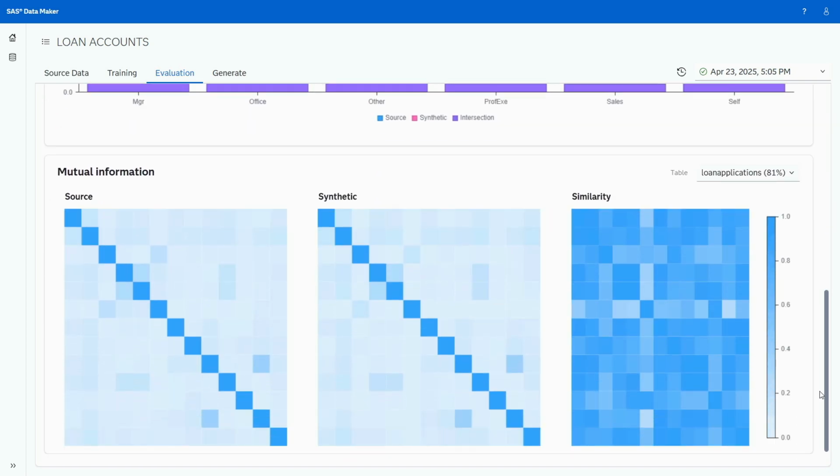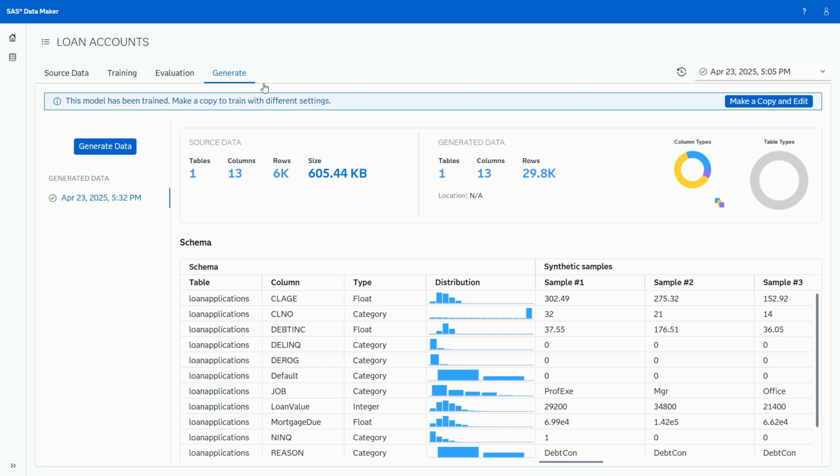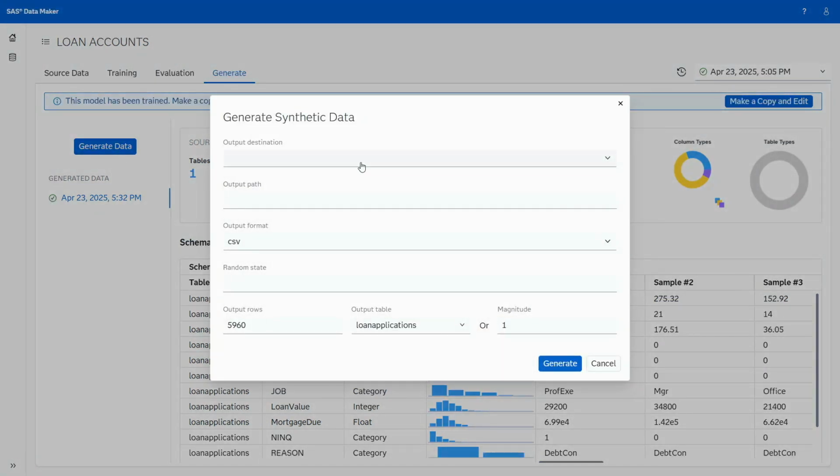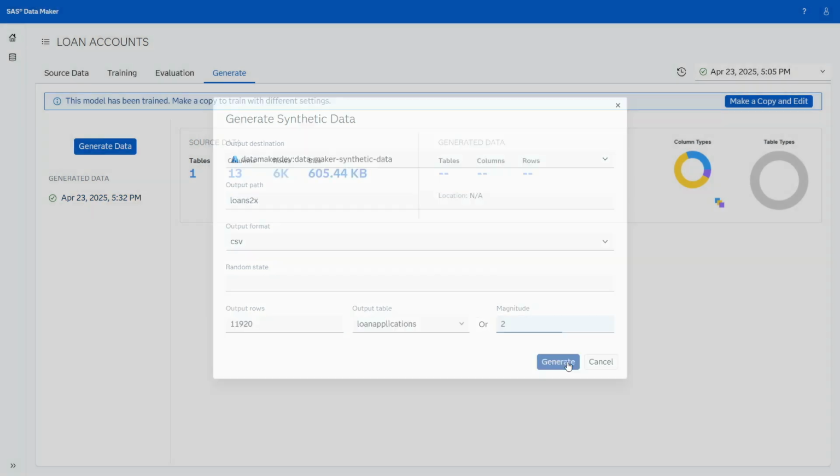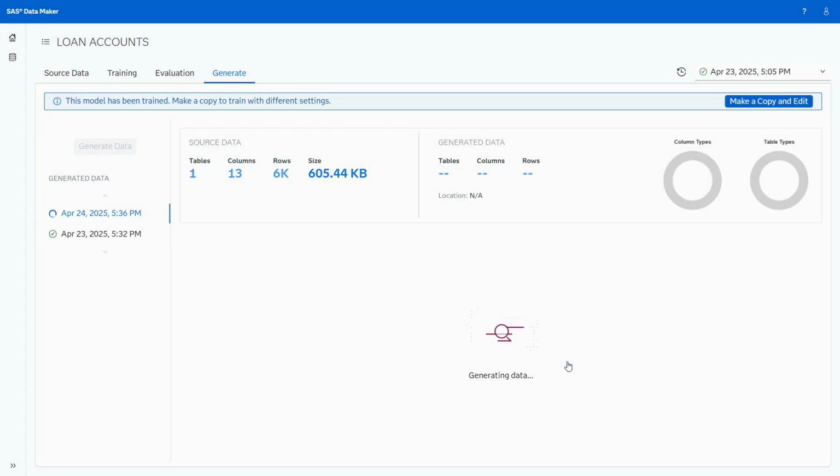And then, of course, relationships among the columns. We want to make sure we're preserving the correlation, or in this case, the mutual information across those columns to ensure that's properly represented. And when I'm satisfied with my generator, I can use it over and over again to generate more data simply by specifying the destination, where I want the generated data to go, and the output format, and then I can specify the magnitude or volume of data that I want generated.